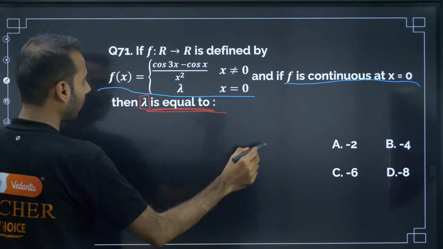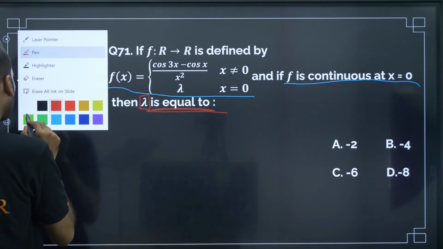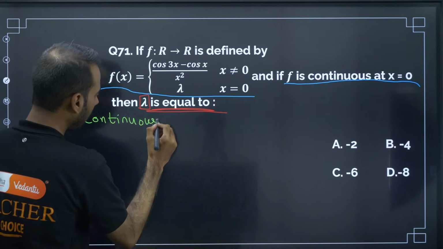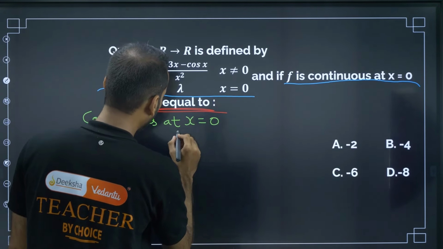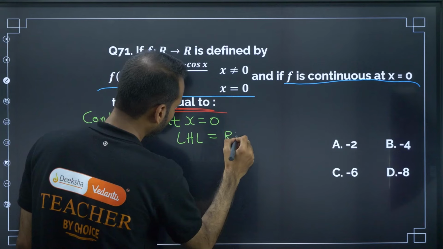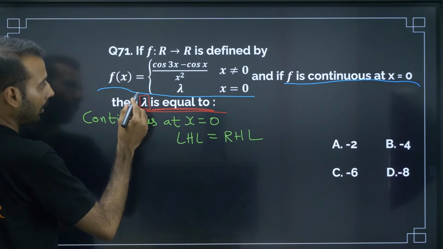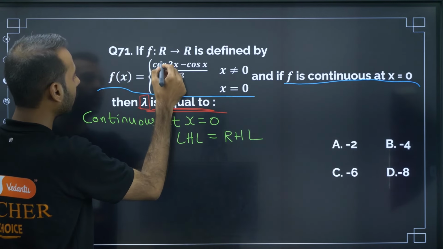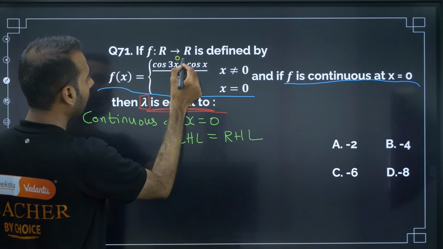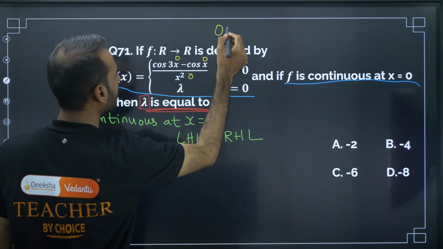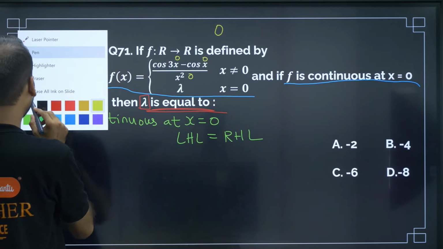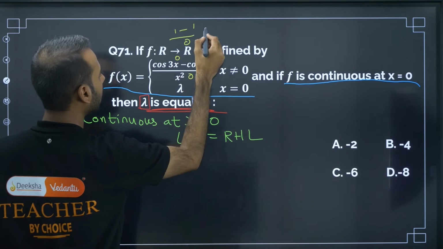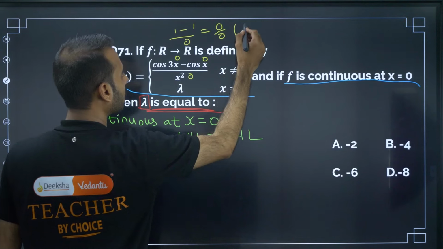Lambda is equal to what? Continuous at x equal to 0. At x equal to 0, left hand limit is equal to right hand limit. Now if I go for substitution of left hand limit, if I place 0 here, this expression becomes 1 minus 1 by 0, which is equal to 0 by 0. 0 by 0 means L'Hospital's rule.